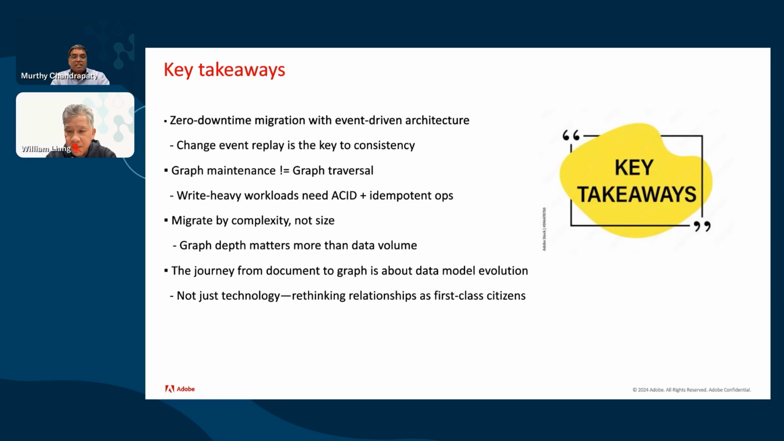Migrating by complexity: we ranked the sandboxes by graph depth, not just by data volume. This got us ROI faster, where we identified the complex sandboxes with complex graphs and migrated them first to see our ROI. Graph maintenance, like I mentioned earlier, is different from graph traversal. We are write heavy, and Neo4j helped us achieve this seamlessly.